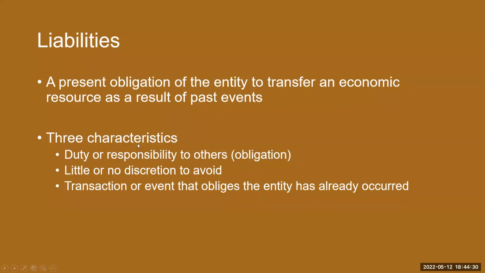So 3 characteristics: we have a duty or responsibility to others, which is the obligation side. We don't have discretion to avoid it. We can't say, oh, we're not going to do it. An obligation is a duty, a responsibility that you have to take care of, right? And then it's as a result of a transaction that has already happened, a transaction that's already occurred in the past.